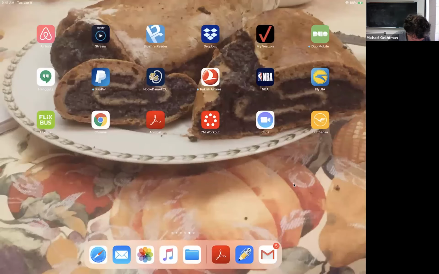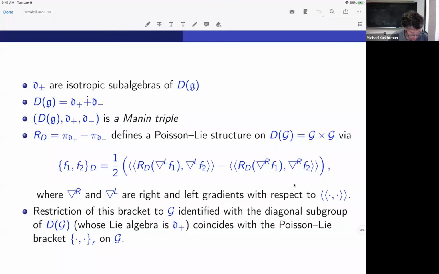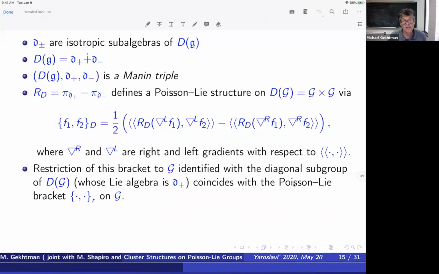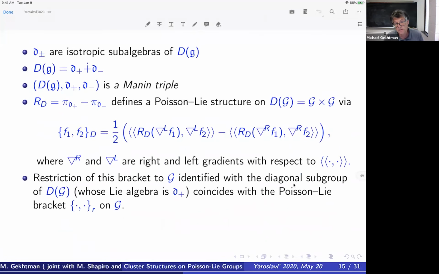So going back to the slide. Now our original Poisson-Lie bracket can be identified with a diagonal embedding of the group into the double. All right, so why do I go through that? Because it turns out that to find log canonical coordinates on the group, it's somehow more convenient to work with the double.